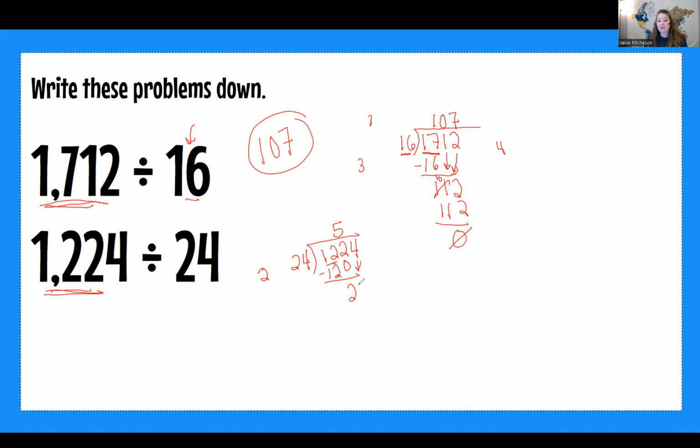So now I'm going to bring down my 4, and I see that 24 goes into 24 one time, and I have a remainder of 0, and I'm done. 51 is my answer.